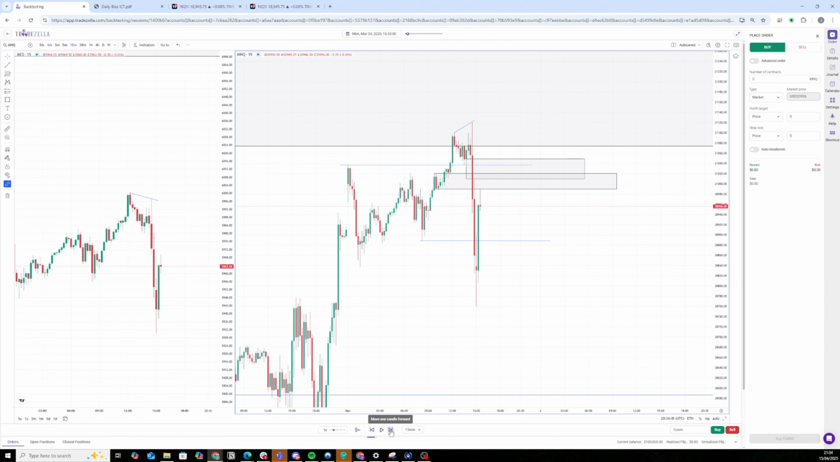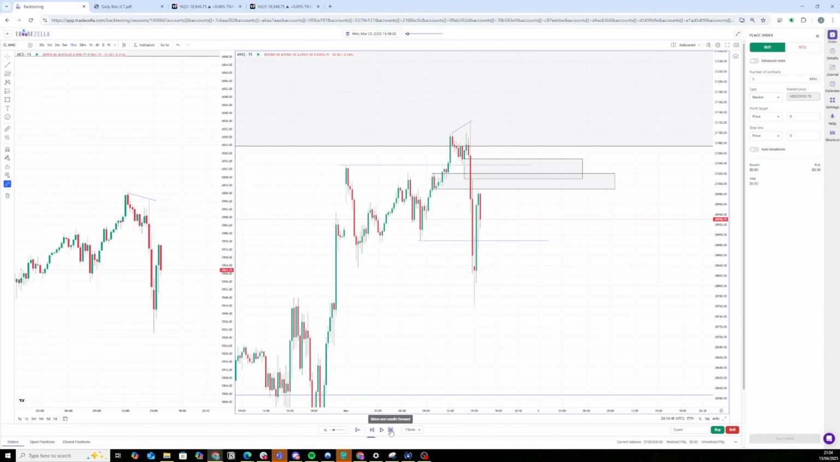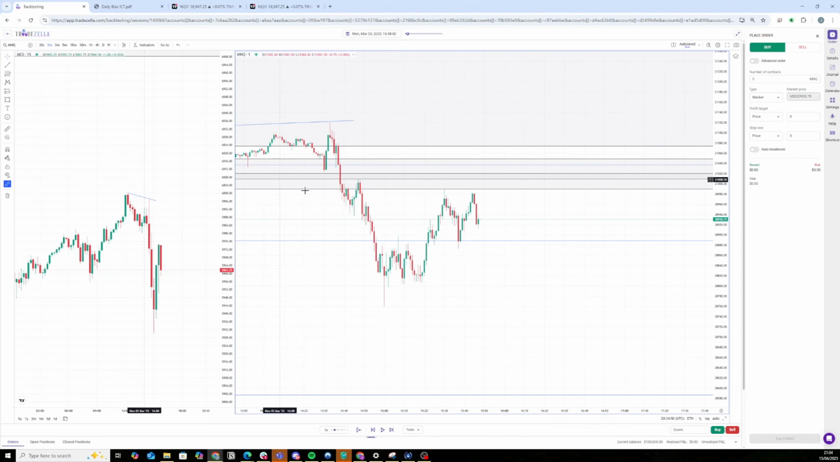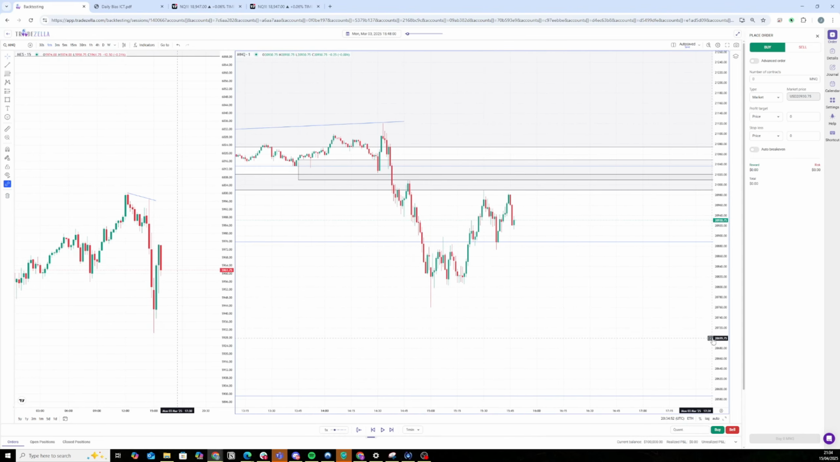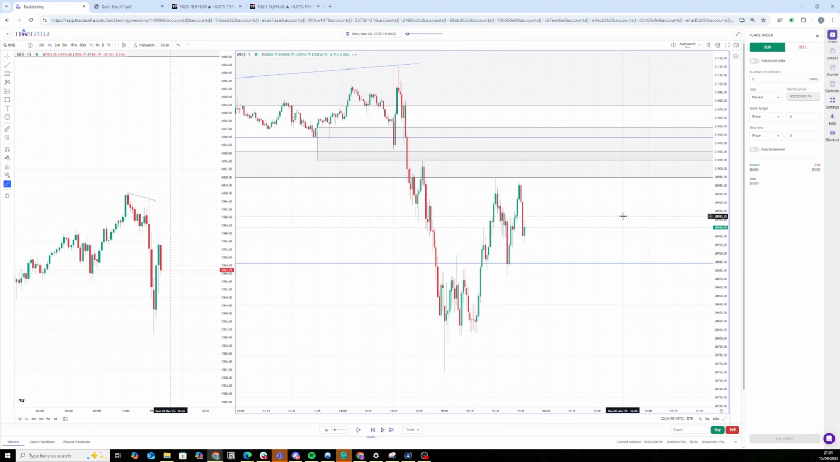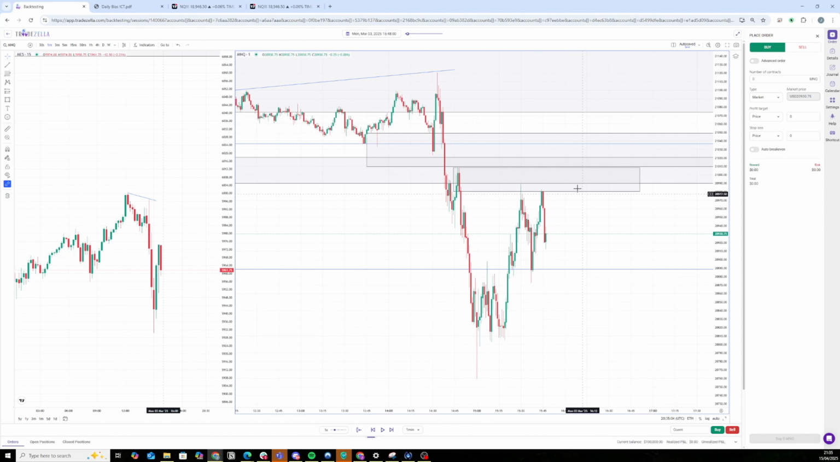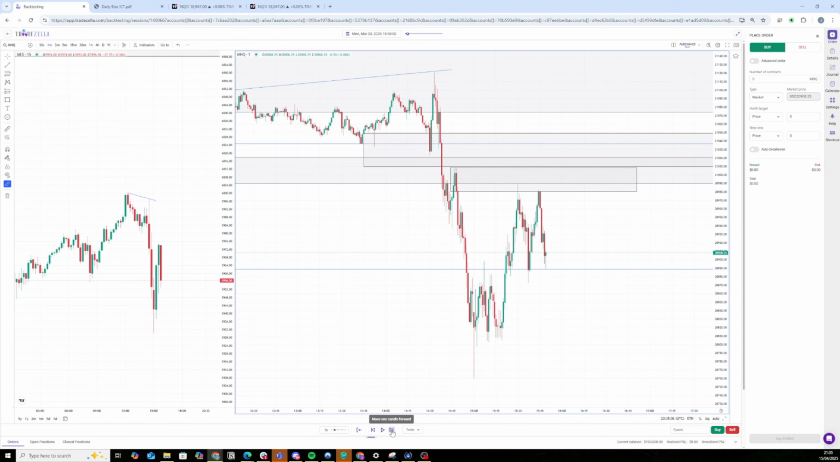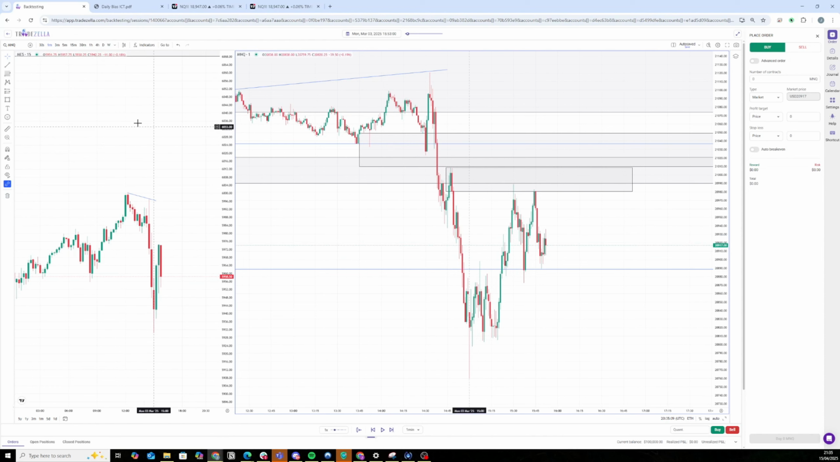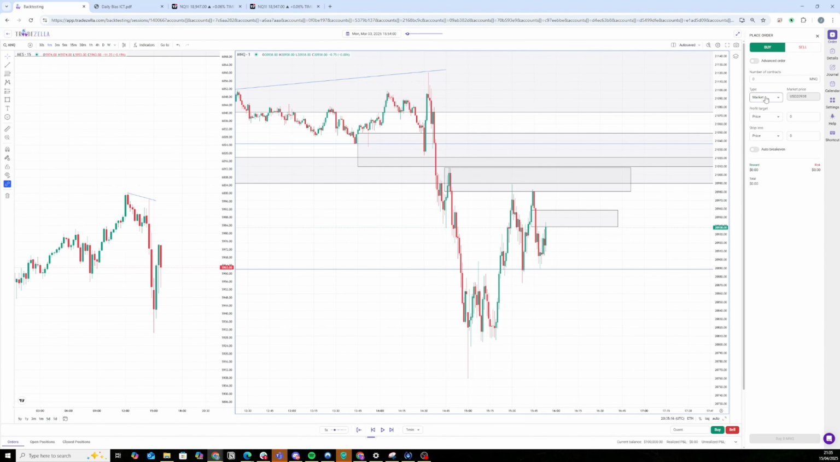So we do pull back. It's not amazing. Going on to the 1 minute, again, ICT is all about just refining and refining and refining. So here was our 1 minute order block. I would have probably taken a sell from this here, to be honest, as I'm not going to get an entry there, possibly on this fair value gap here. Okay, I'll take a sell here.